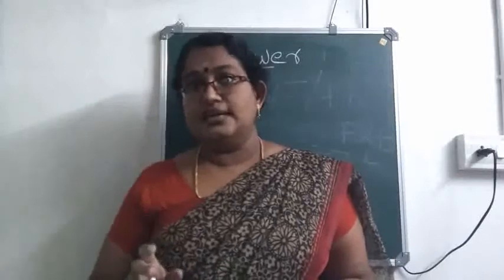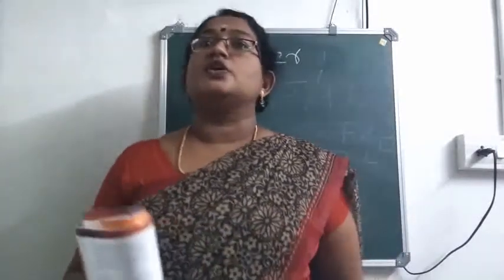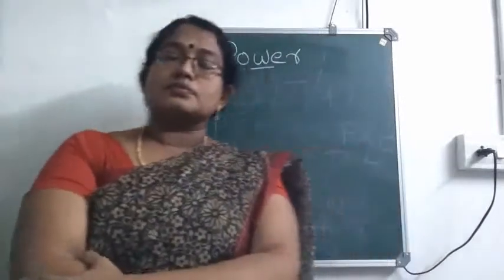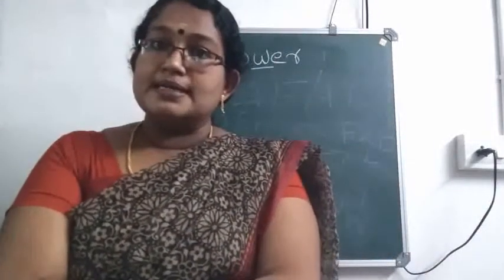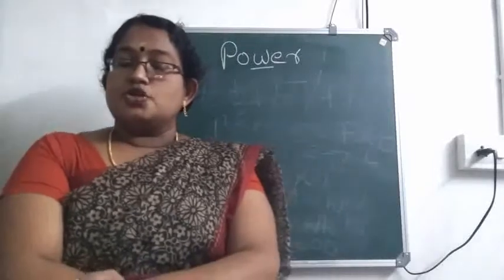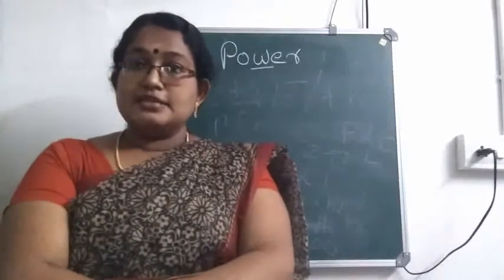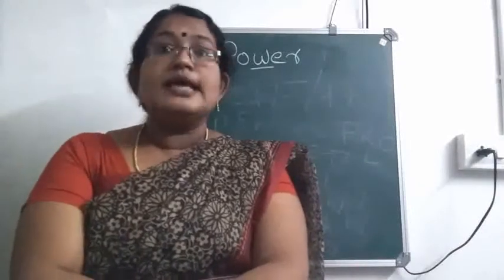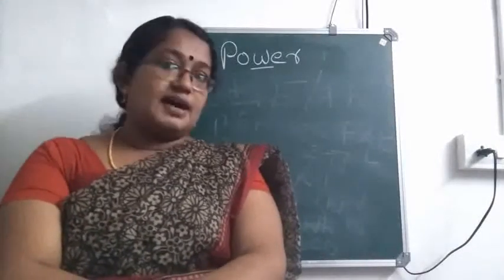1 HP equal to 746 watt. Then we have considered about 1 or 2 electrical equipments. So if the power rating of a bulb is given as 25 watt, it means 25 joules of electrical energy gets converted to light energy in 1 second.